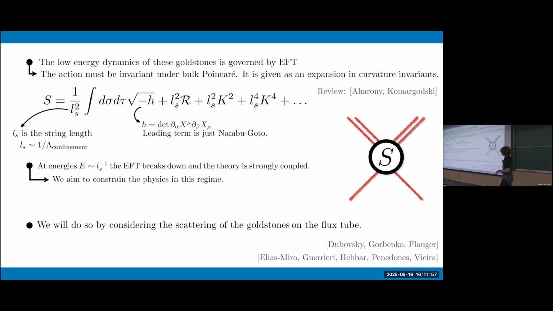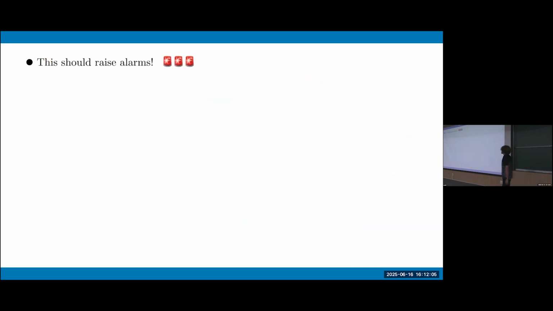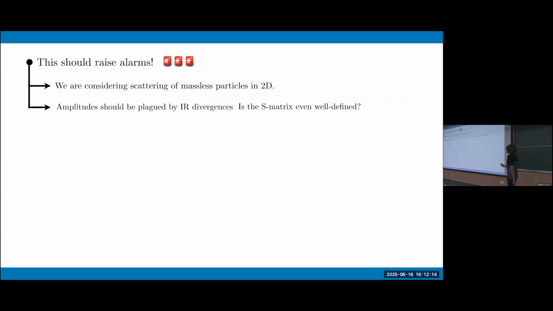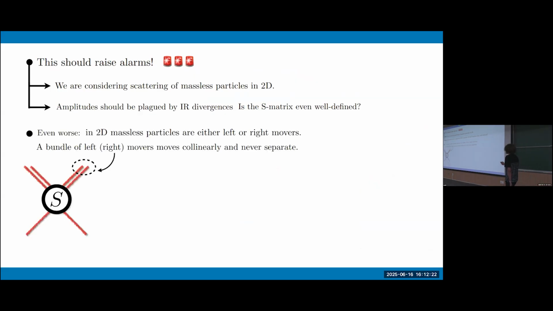We will do so by considering scattering Goldstones on top of the flux tube, as these authors first initiated. However, this proposal should raise alarms. I'm suggesting considering the scattering of massless particles in 2 dimensions. And you might argue that amplitudes should be plagued by infrared divergences, and the S matrix perhaps not even a good observable.